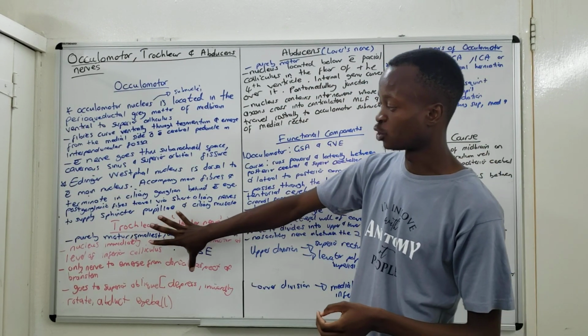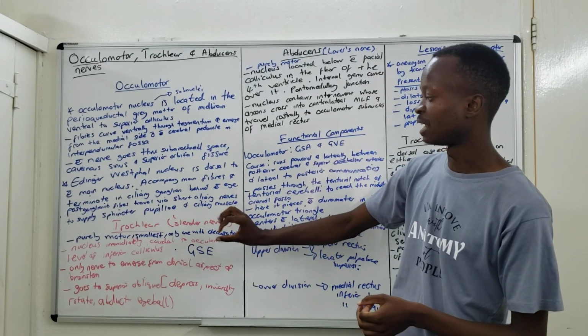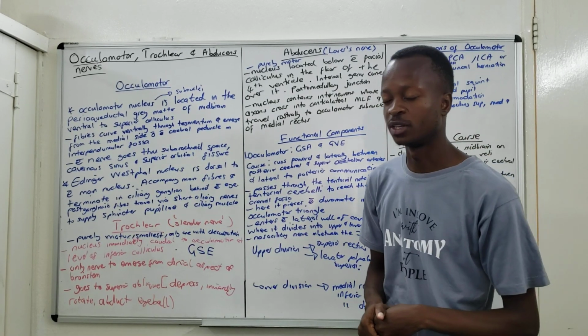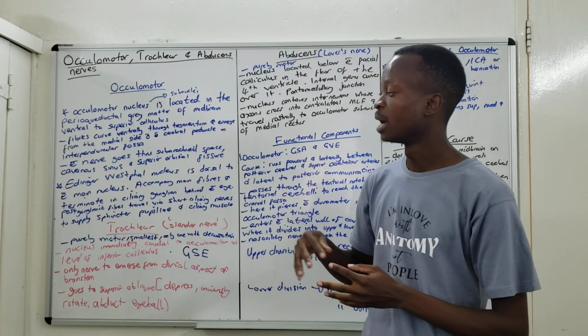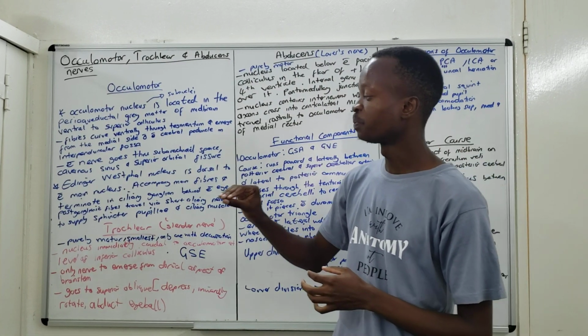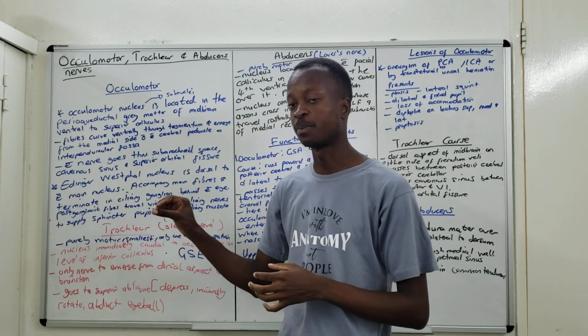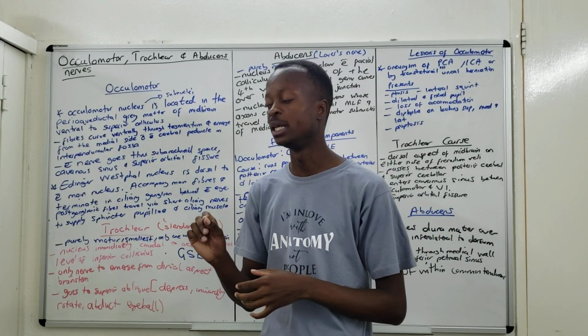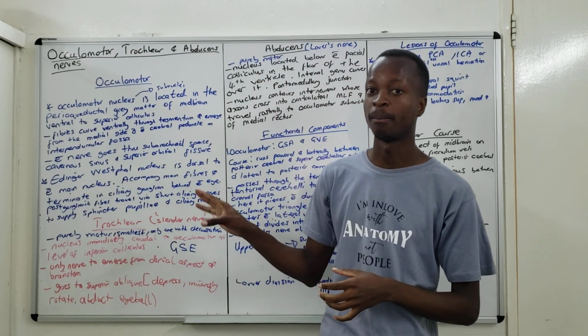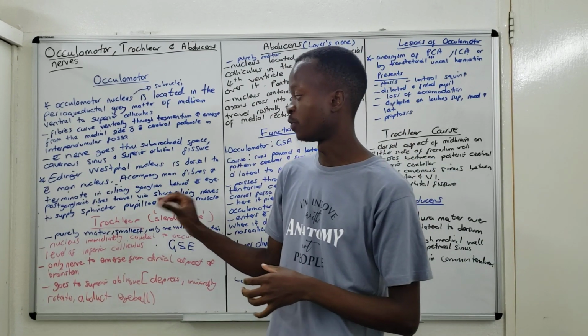Then you're going to have the trochlear nerve, which is the most slender nerve and the only cranial nerve that is going to have decussation within the brainstem before it emerges from the brainstem. It is also the smallest cranial nerve. It's purely motor. Of all the cranial nerves, it is also the only cranial nerve that is going to emerge from the dorsal aspect of the brainstem.